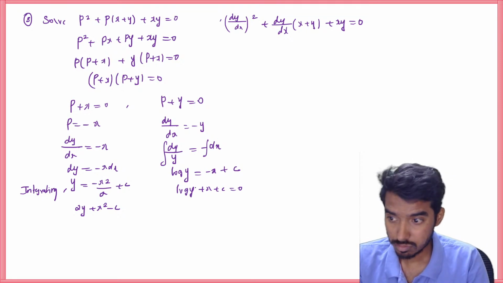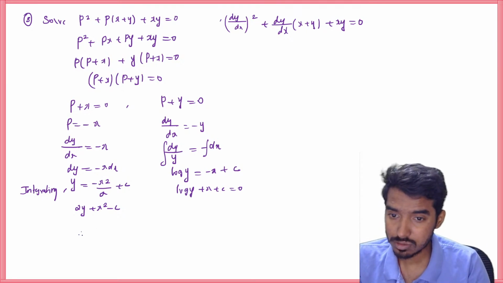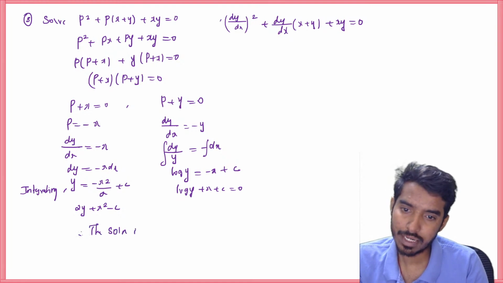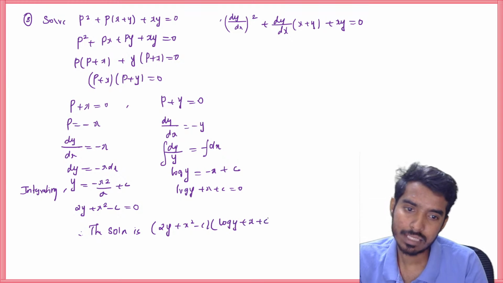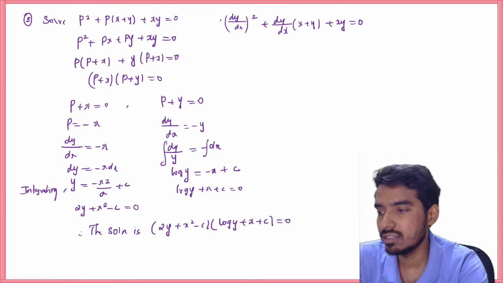Therefore, the solution is to multiply these. So we have 2y plus x square minus c into log y plus x plus c is equal to 0, right? This is the required solution.